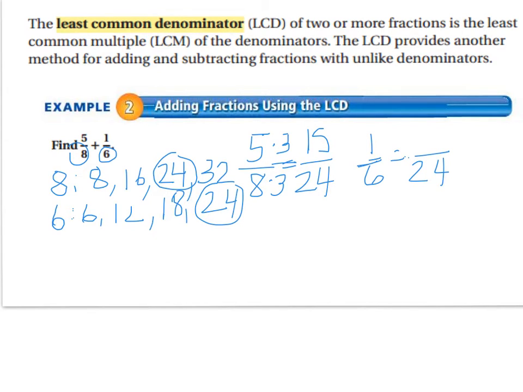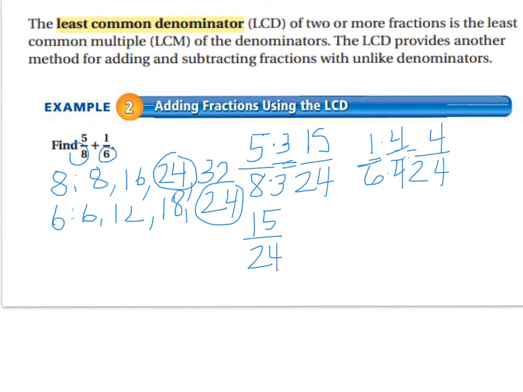And when I did the multiples for 6, I multiplied 1, 2, 3, 4, 6 times 4 in order to get there. So multiplying by 1 is 4 over 4 this time. 6 times 4 is 24, and 1 times 4 is 4. So 1/6 is the same as 4 over 24. Now I just need to add those two fractions together.